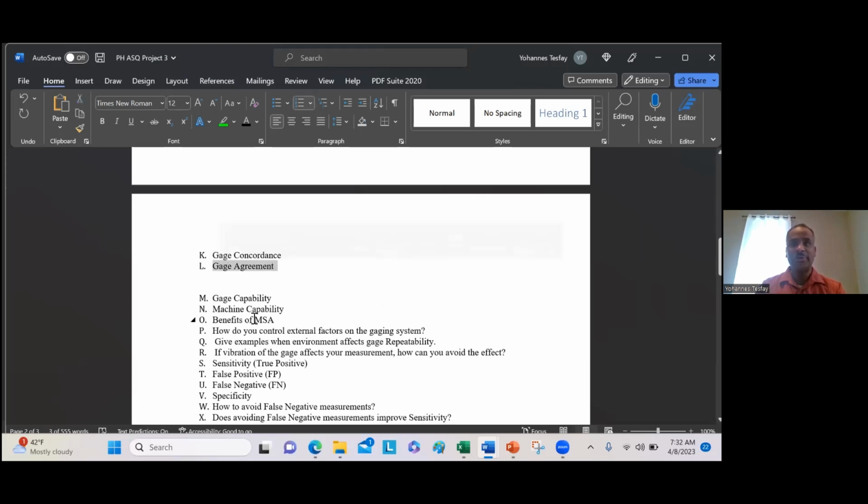Gauge agreement could be for categorical variables, measurement agreement or whatever. Concordance could be correlation. Both are the same kind of concept. So this is the degree in which two or more, actually two, measurement systems are compared.